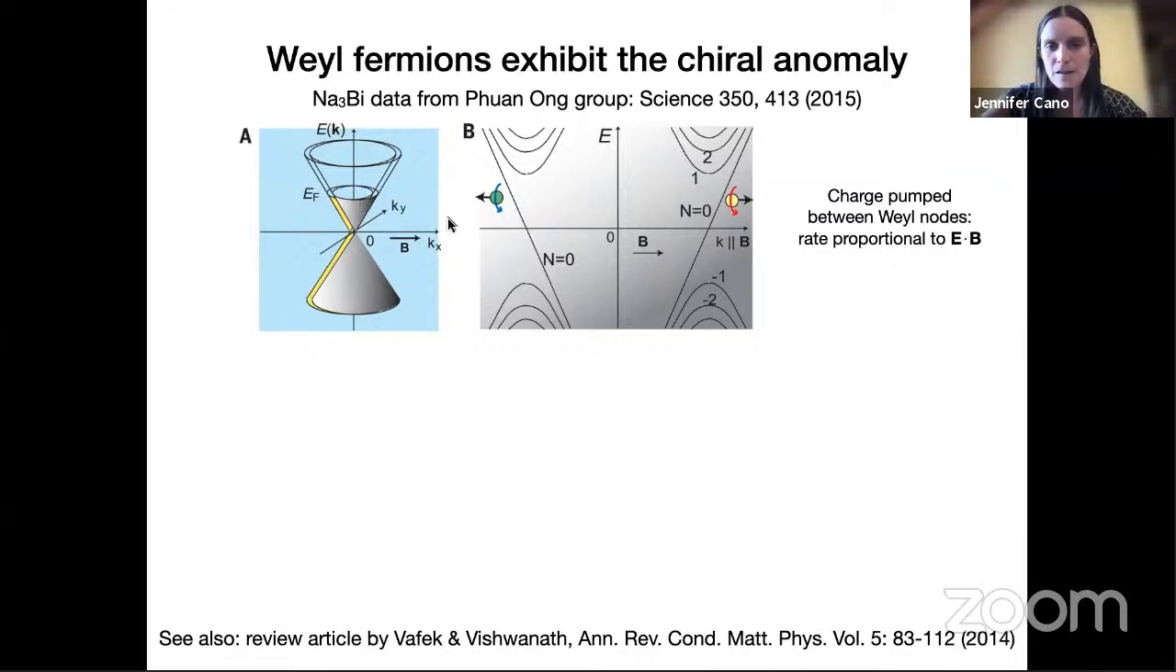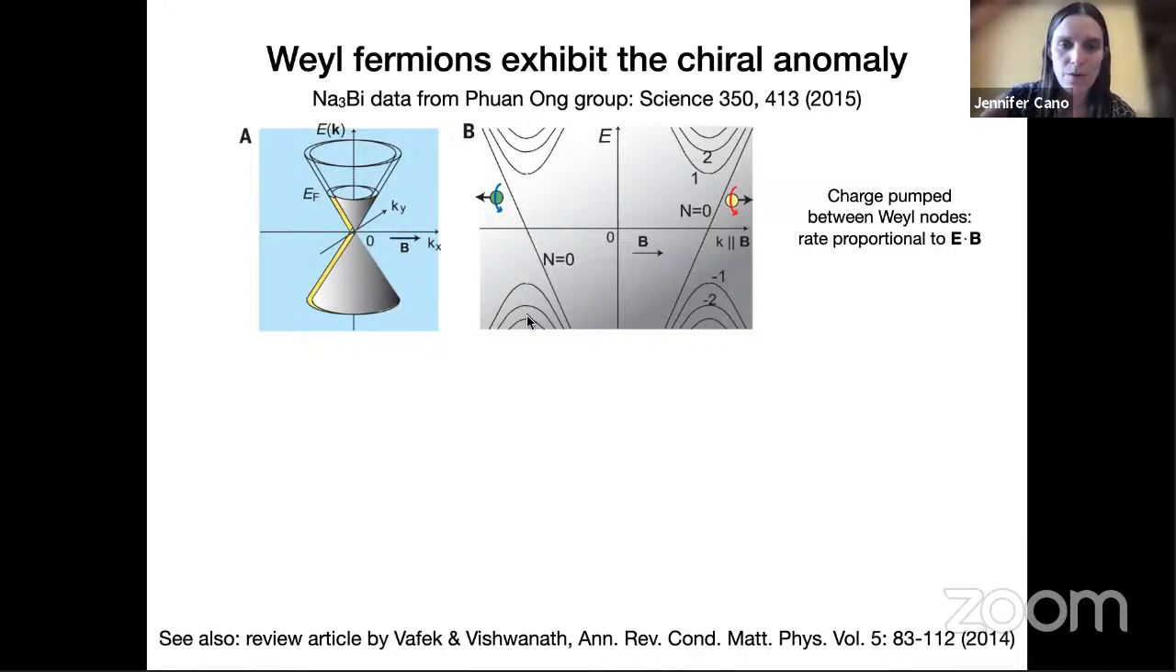The important thing here is that I want to talk about Landau levels for Weyl fermions. So last time we talked about Landau levels in 2D. The difference for Landau levels in 3D is that they can have a dispersion parallel to the magnetic field because there's one extra dimension in there. And so as in graphene, for any Dirac cone, when you compute the Landau levels, you'll get a zeroth Landau level. So that's what we're seeing here.